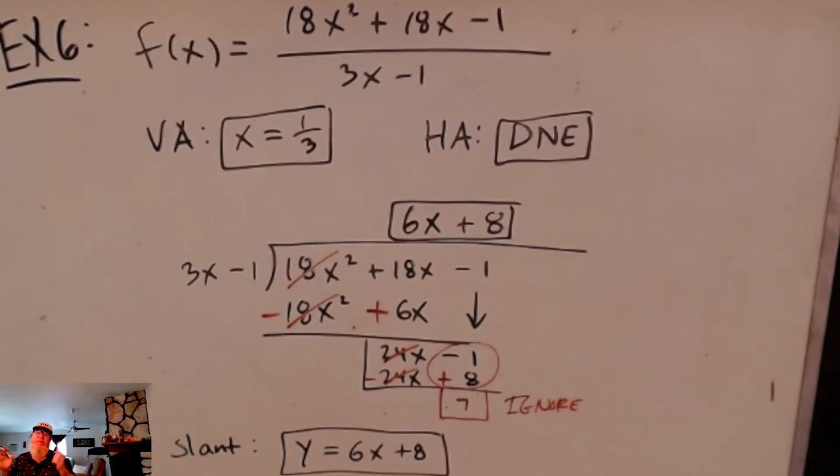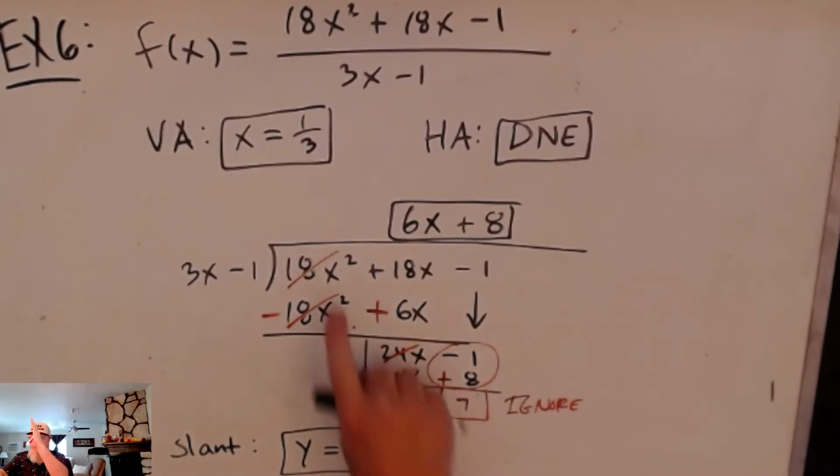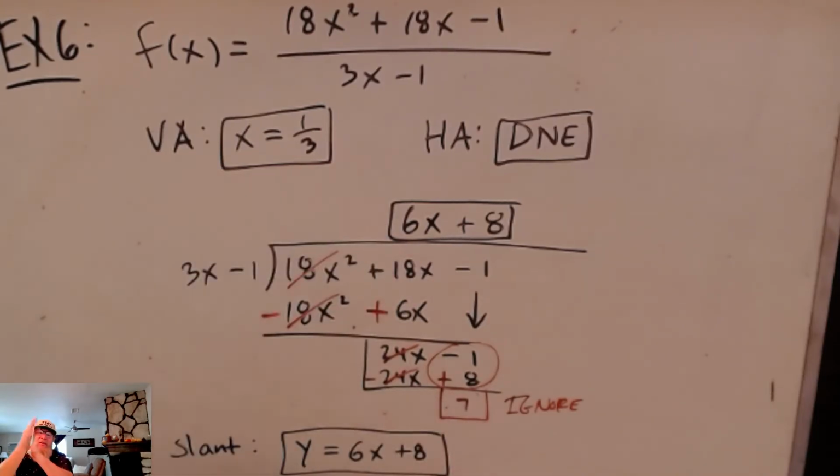All right, and I'm not going to bother drawing this one. This one's pretty messy. In your mind, you can imagine a very steep line. The slope is 6, has a pretty steep slant, crossing the y-axis at 8. And then it would have a vertical asymptote at 1/3. And it would look very similar to the one that we just did. Different values, though, of course.